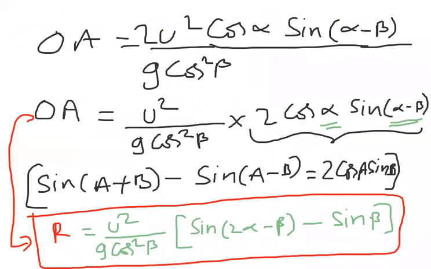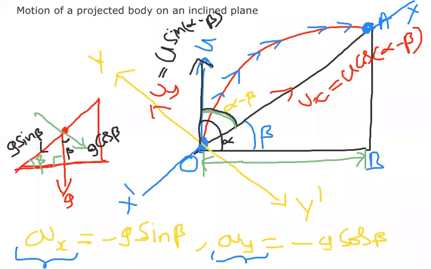The diagram is very important. What diagram are we following? Here beta is the inclination angle of the plane and alpha is the angle of projection with the base. Angle of projection with the base, not with the plane. With the plane OA, the projection angle is alpha minus beta.